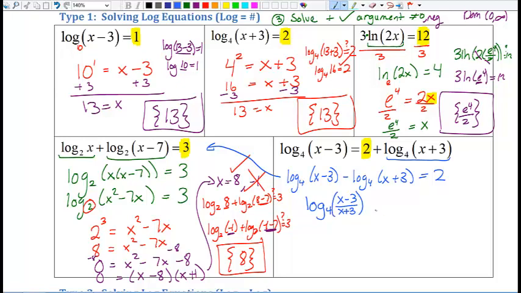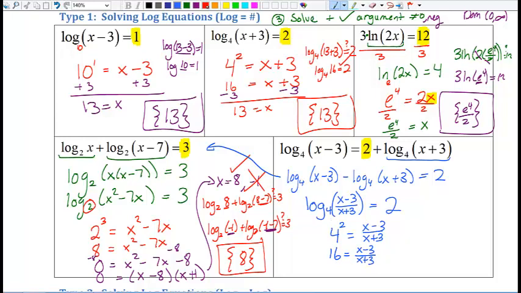That's still equal to 2. Now it is of the form log of the argument equals a number. So I'm going to change it into exponential form. For the base 4 raised to the exponent 2 is equal to the argument. 16 is equal to x minus 3 over x plus 3.